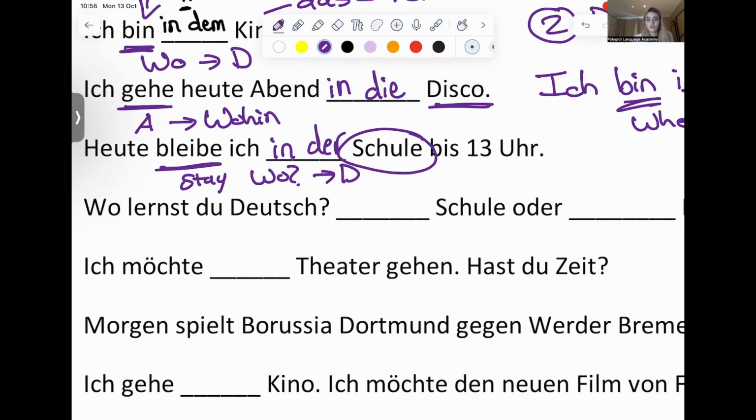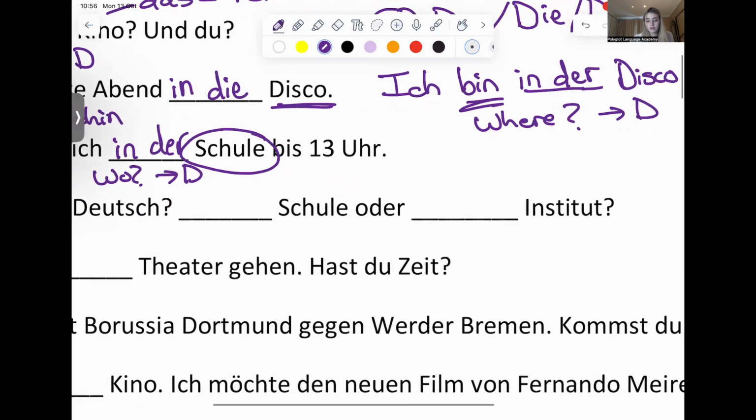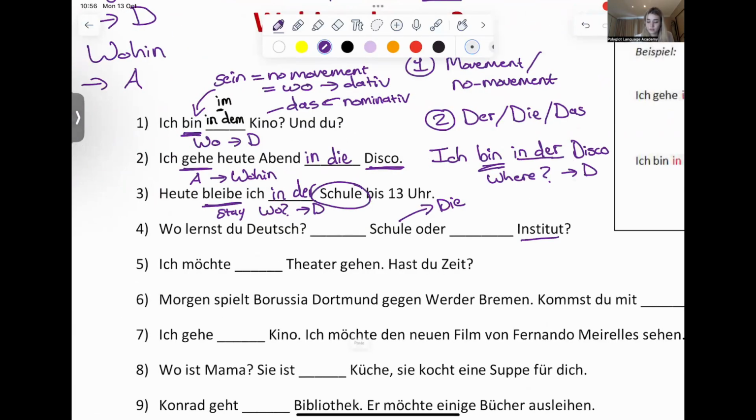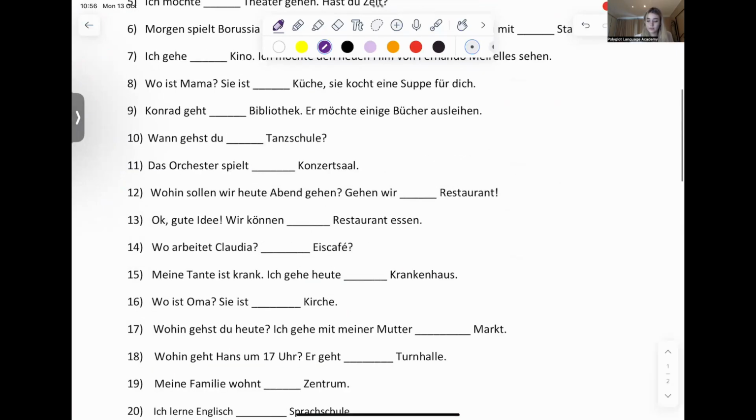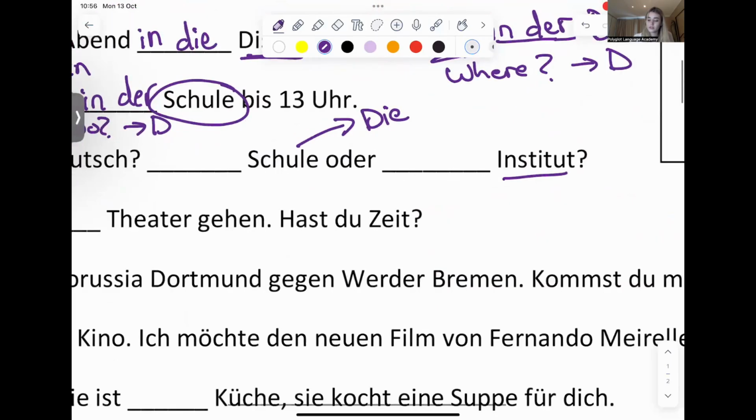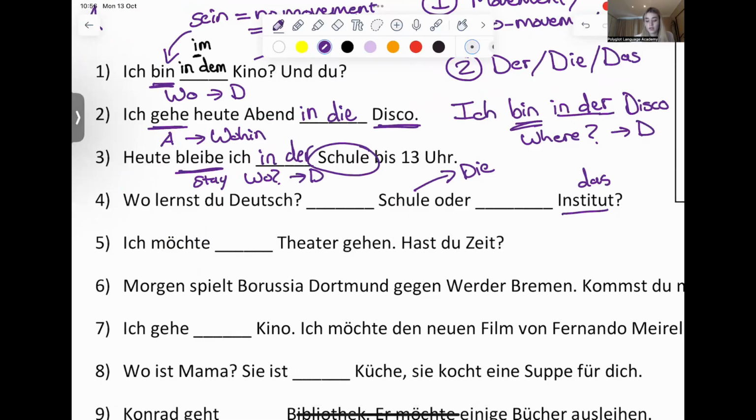Okay. Dann, wo lernst du Deutsch? Schule oder Institut? So we know die Schule. Let's check Institut. Institut is green, which means it's das. Okay. You can write the original articles above the words. I think that is a really good idea. Wo tells us already what the answer is. Not necessarily yet, but you should. Well, it makes it so easy. Okay, so wo is Dativ. So we're going to have to basically just change die to dative and das to dative as well.